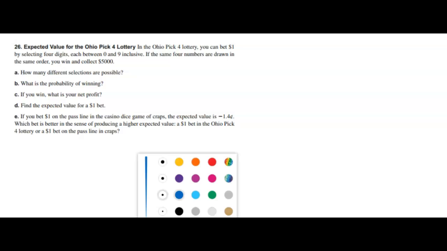In this case, we're going to look at a lottery where this says it's the Ohio Pick 4 lottery. So in this lottery, you pick 4 numbers, and you can pick the same number over, and the digits go from 0 to 9. So you can pick 0, 0, 0, 0 if you'd like, or you can pick numbers all the way through 9, 9, 9, 9.